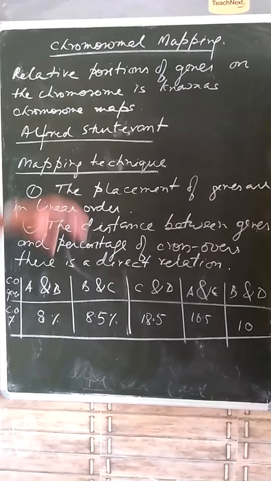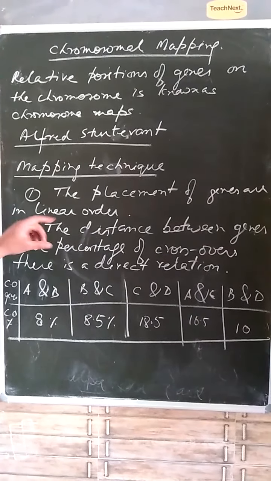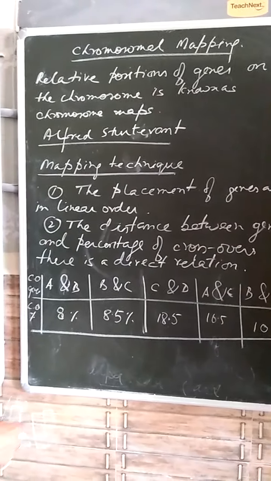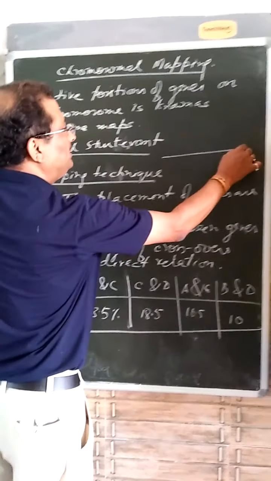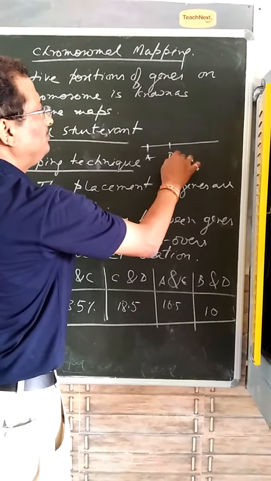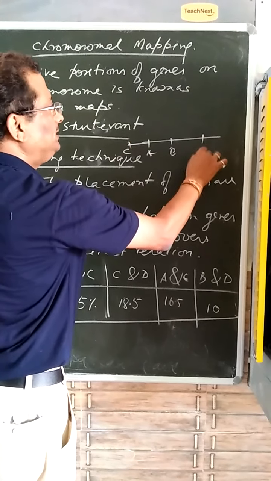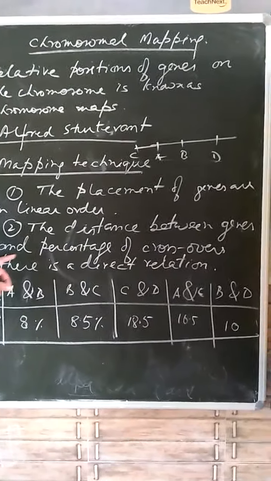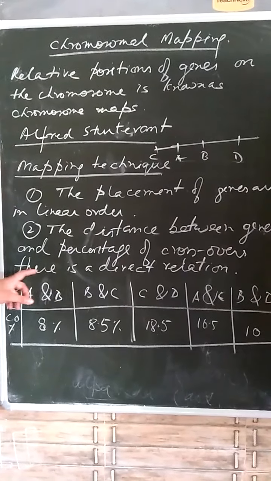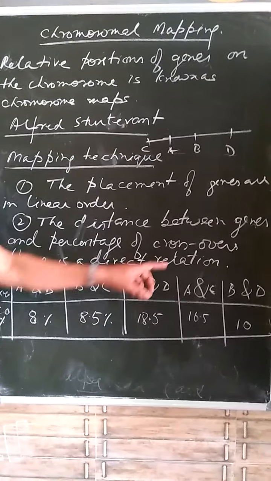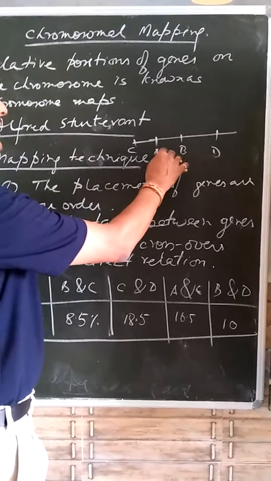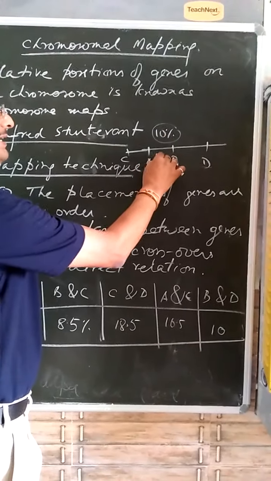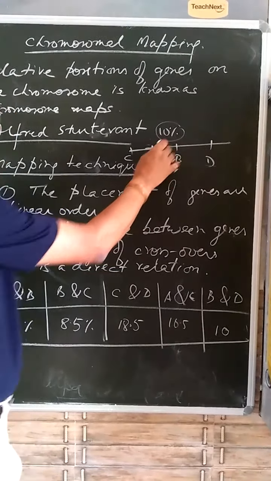Now, what are the assumptions of the mapping technique? The first assumption is the placement of the genes in linear order. That means all the genes will be linearly placed. Suppose A, B, or say C is here, D can be here. So the genes are linearly placed. Second, the distance between the genes is the percentage of crossover. There is a direct relation. That means suppose A and B, we say 10% crossover. So 10% crossover means that it is 10 units separated.